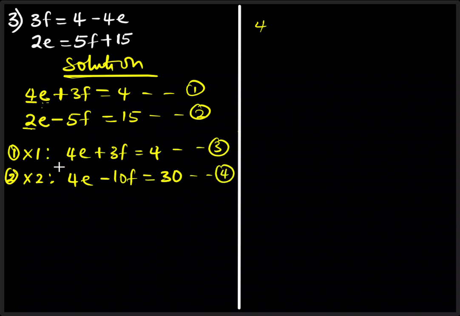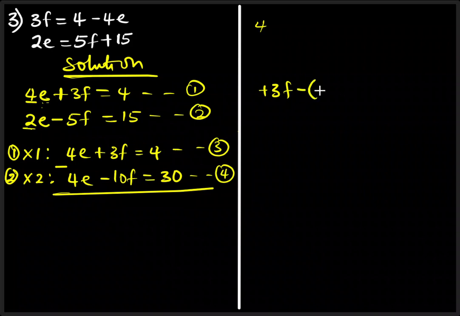So what do we do? Same sign or different signs? The one we want to eliminate is the one that determines what we'll use. We have plus here and plus here, same sign. That means we are going to subtract. So 4e minus 4e gives us 0 and that will be out. Then we have plus 3f minus 10f. That will be 3f plus, take note of that, plus 10f, which makes it 13f.